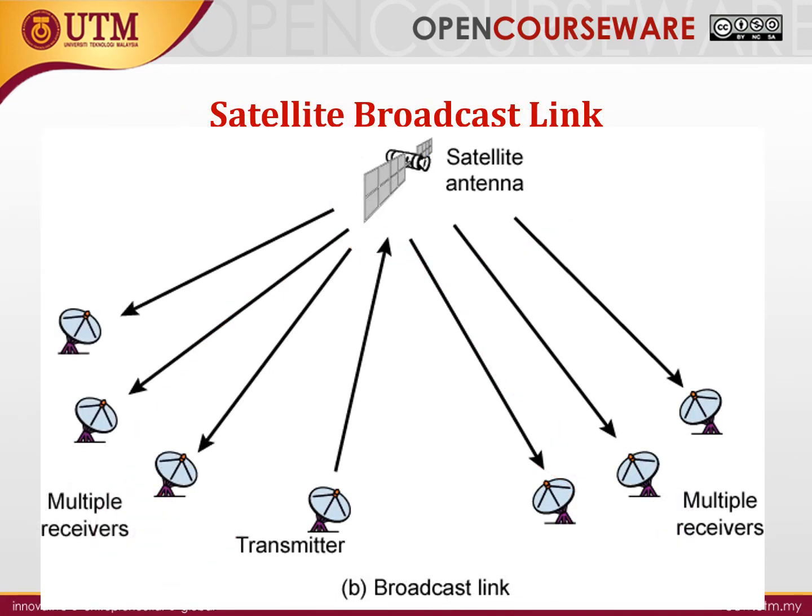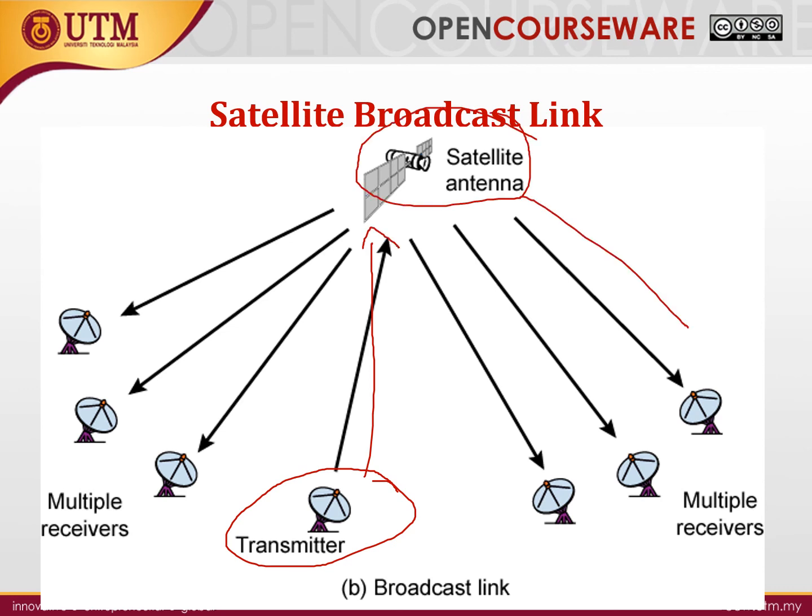And then we have the satellite broadcast. In this case, we have the transmitter here, which sends to the satellite antenna, and the satellite antenna sends back to multiple receivers, as we can see. So this is the source of the data sending to the satellite antenna, and this satellite antenna then sends the data back to multiple receivers.